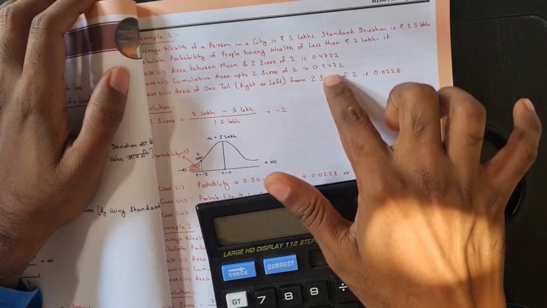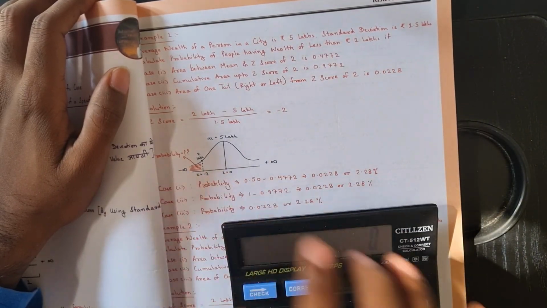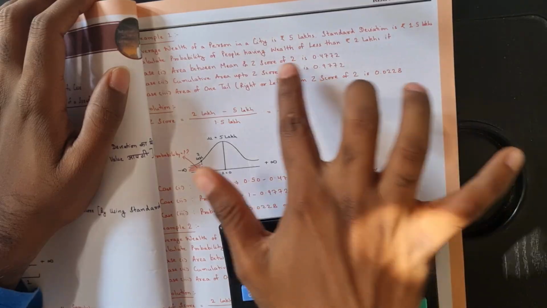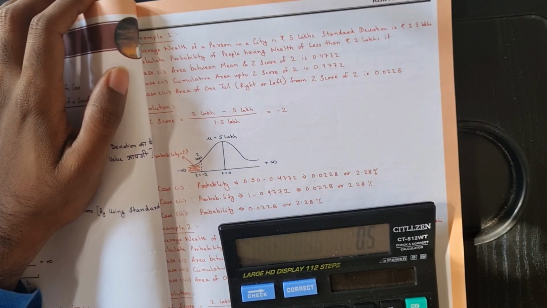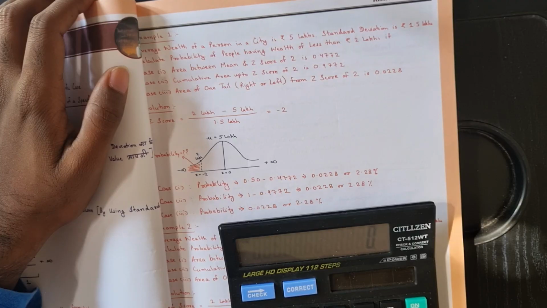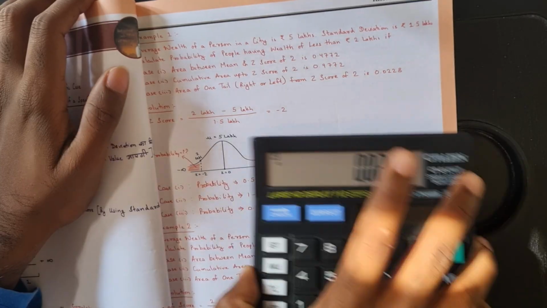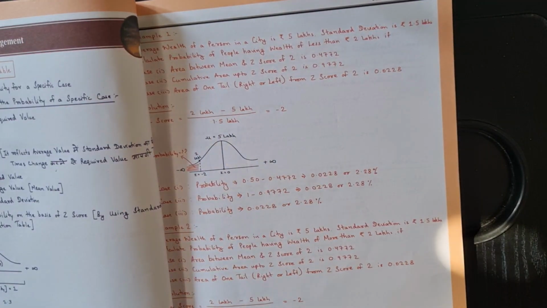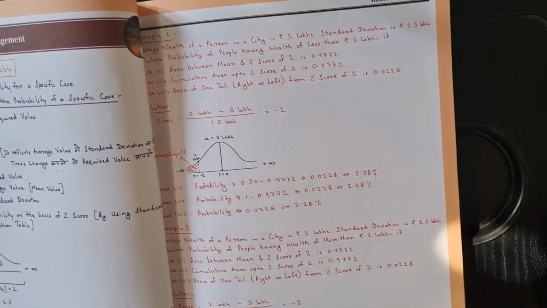So if you want to calculate, we can do it like this. See, this total part is 0.5. 0.5 minus the area between the mean and z-score of 2, which is 0.4772, I'm getting the answer as 0.0228. They have already given it here. In any method you can do it, so this is one method.